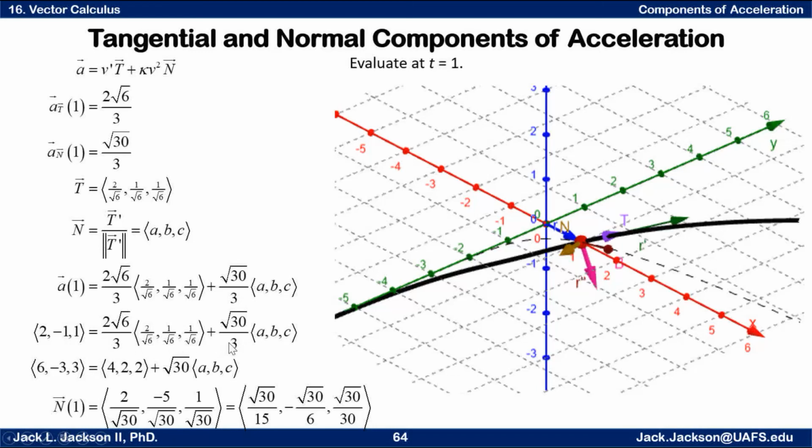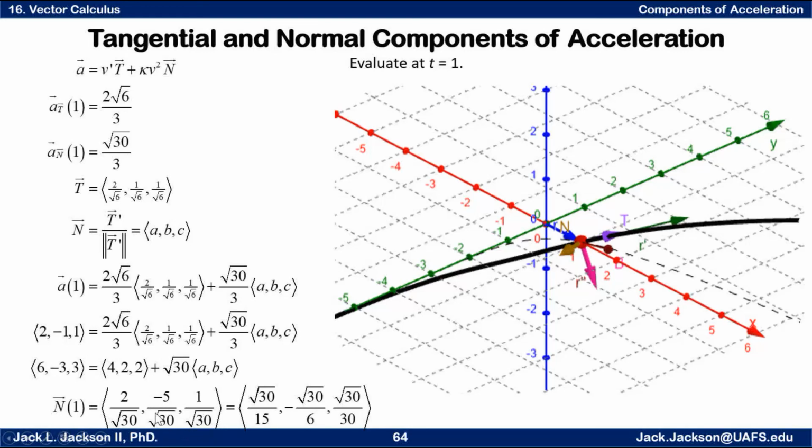First of all, notice we have these 3's here, so I'm going to multiply both sides by 3, which is going to leave this 2 square root of 6 and this square root of 30, but it's going to triple everything here, so that makes this 6, negative 3, and 3. Then I'm going to take the 2 square root of 6 and distribute here. The square root of 6 is going to cancel all the denominators, and that is double the numerator, so I get 4, 2, 2 for this vector here. And then, of course, I have square root of 30 times this vector a, b, c. Now I subtract 4, 2, 2 from this, so that gives me 2, negative 5, 1, and then divide everything by square root of 30 to get the normal vector right here.